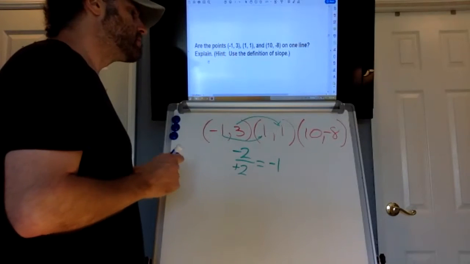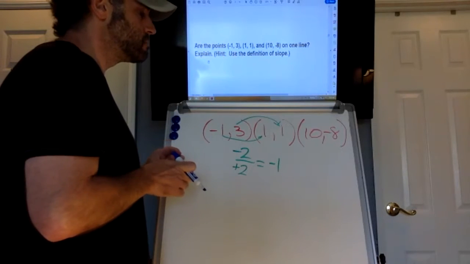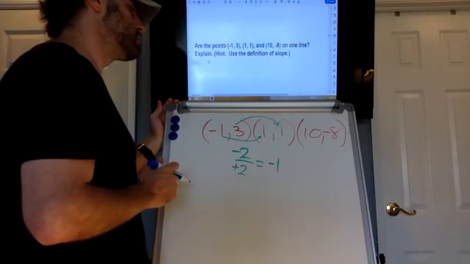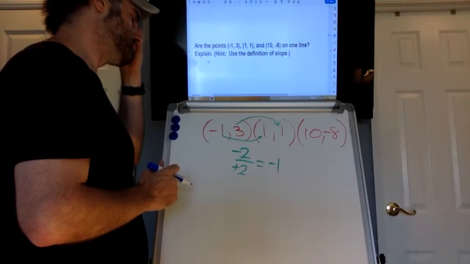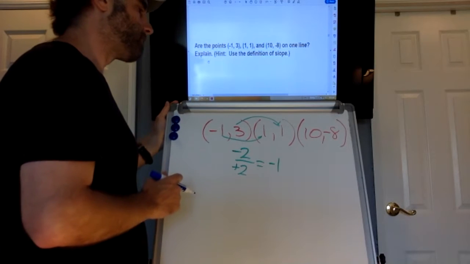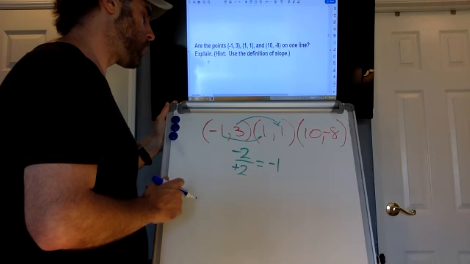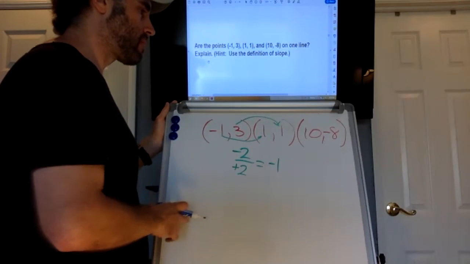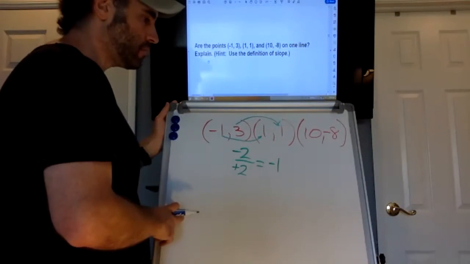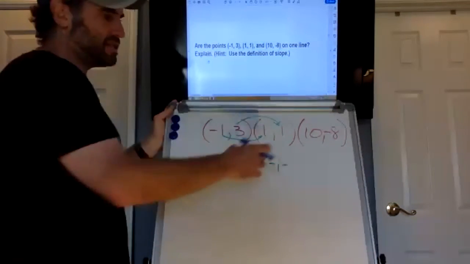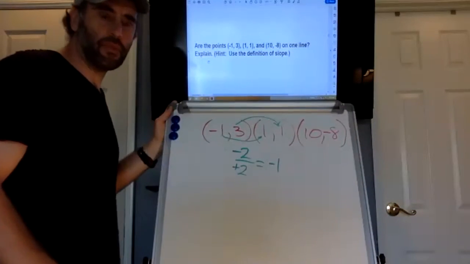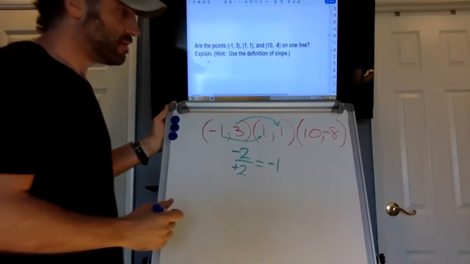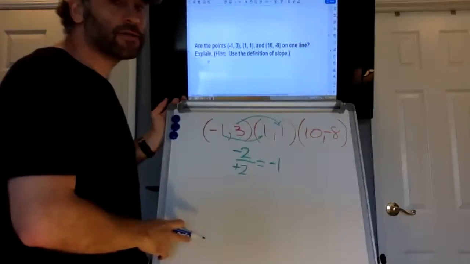What I did was fill out the table after 1, 1, and then I tried to see if 10, -8 falls on that line. Yeah, but you can also do it a different way. Anybody else have any other ideas?